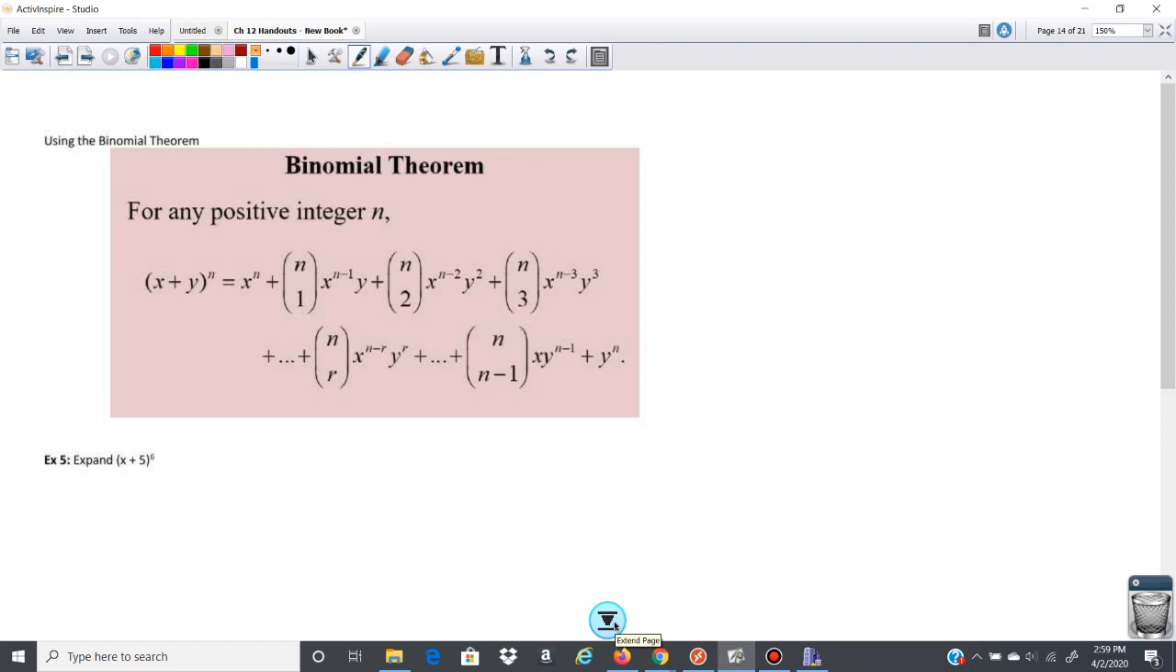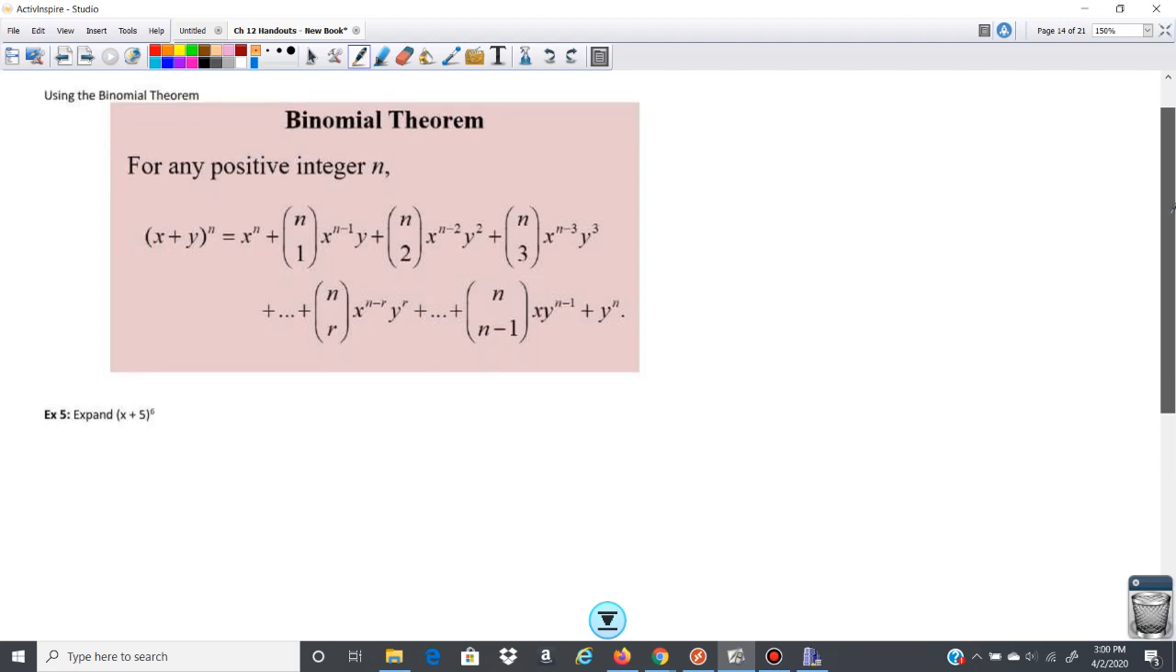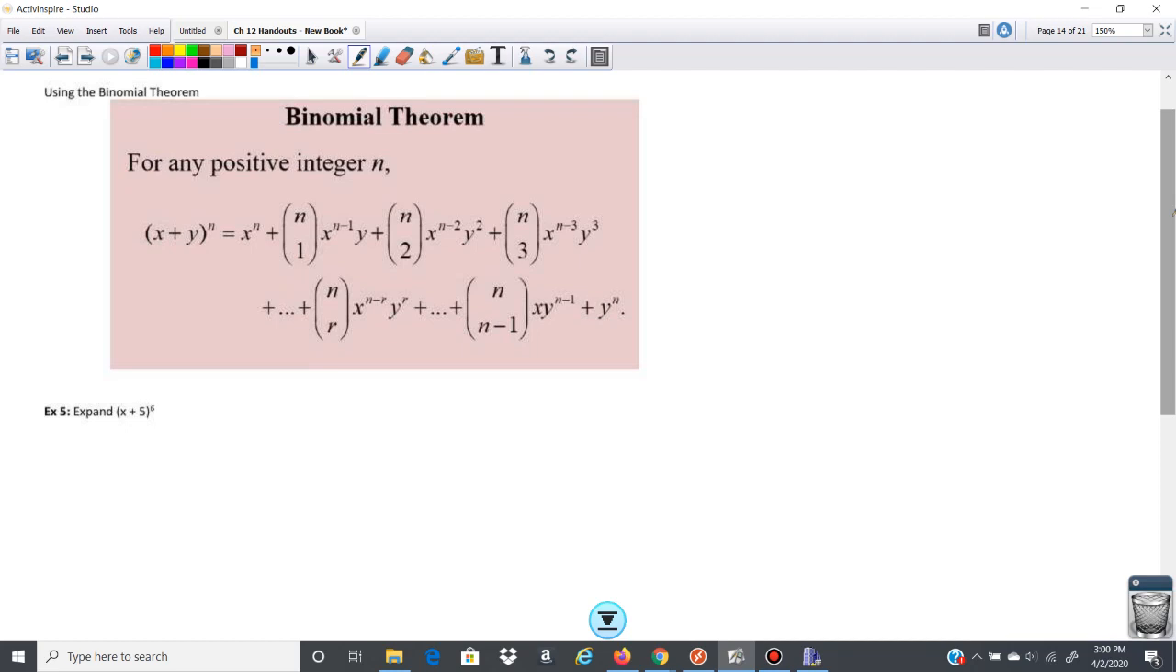Okay, so now let's talk about using the binomial theorem to expand. So I have this problem here, x plus 5 to the 6th. There are two ways to do the binomial theorem. I'm going to show you both ways. The first way is following the actual formula for the binomial theorem. And then the second way, we're going to use Pascal's triangle to expand it. I like using Pascal's triangle better, but I'm going to show you both ways anyway.